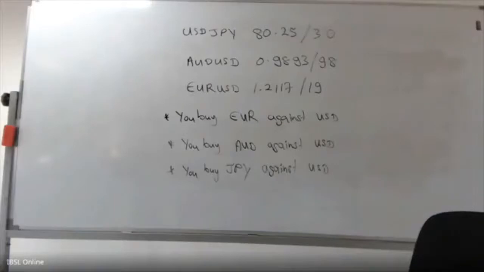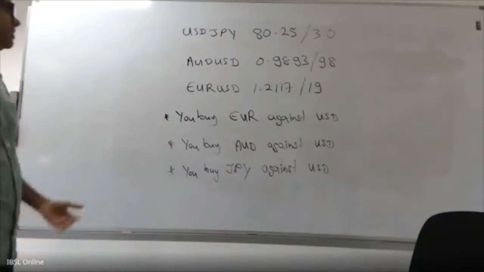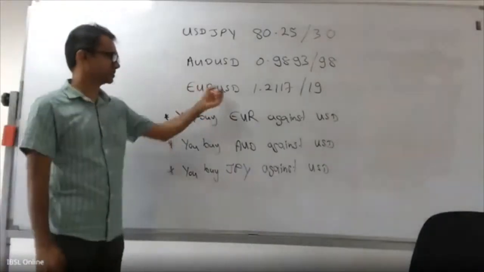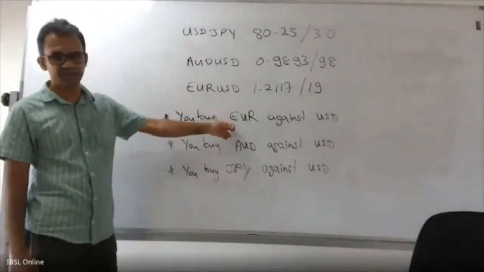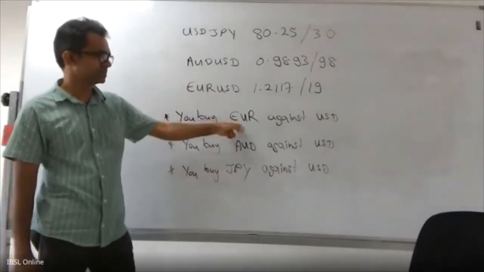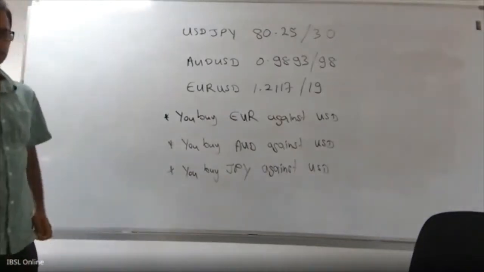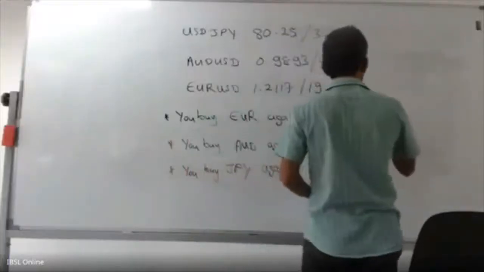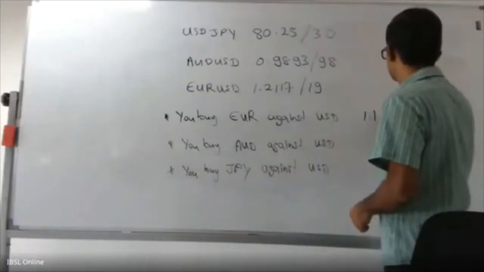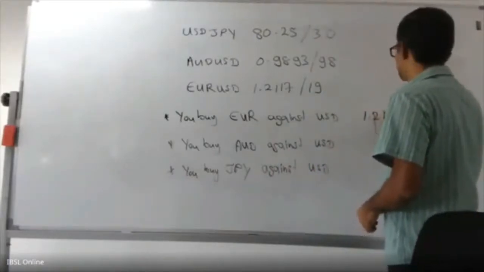A market taker has to buy base currency at the offer. So in the euro dollar pair, euro is the base. You want to buy base currency against dollar. What's the price that you have to pay? 1.2119.